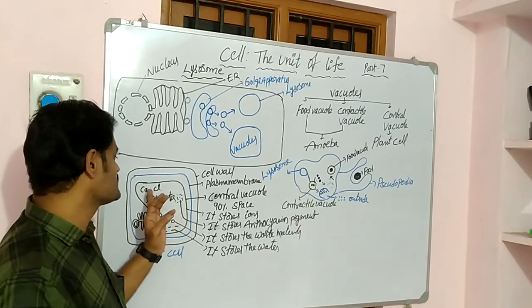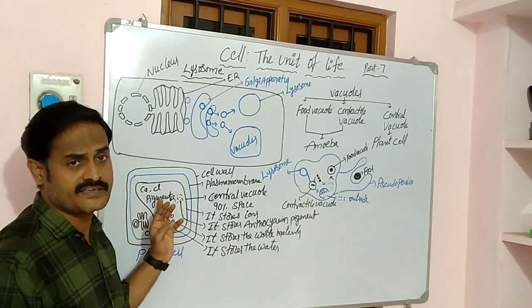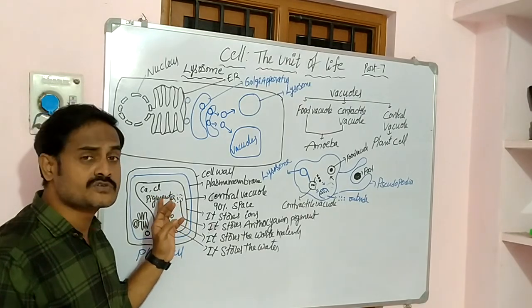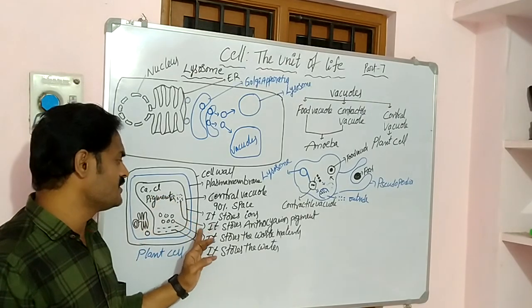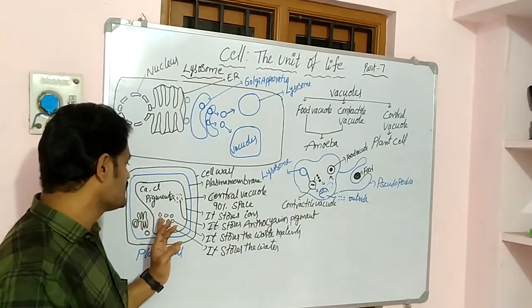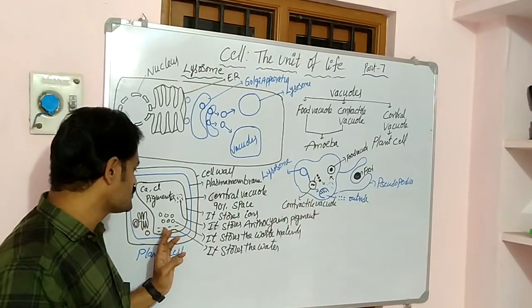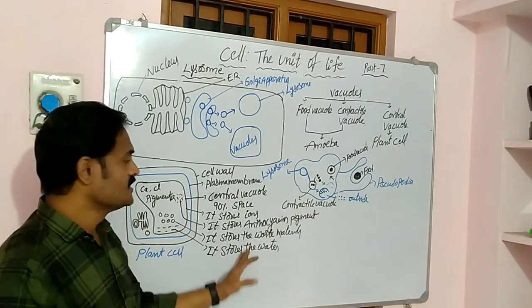What are the functions? Many ions are stored in the vacuole. Then it stores some pigments. What is the name of the pigment? Anthocyanin pigment. And it also stores the waste materials. Then it also stores the water.